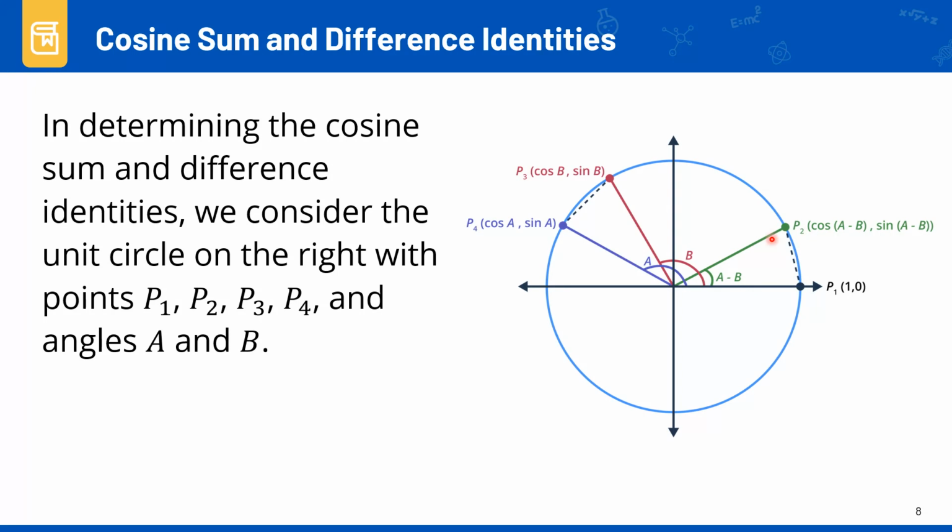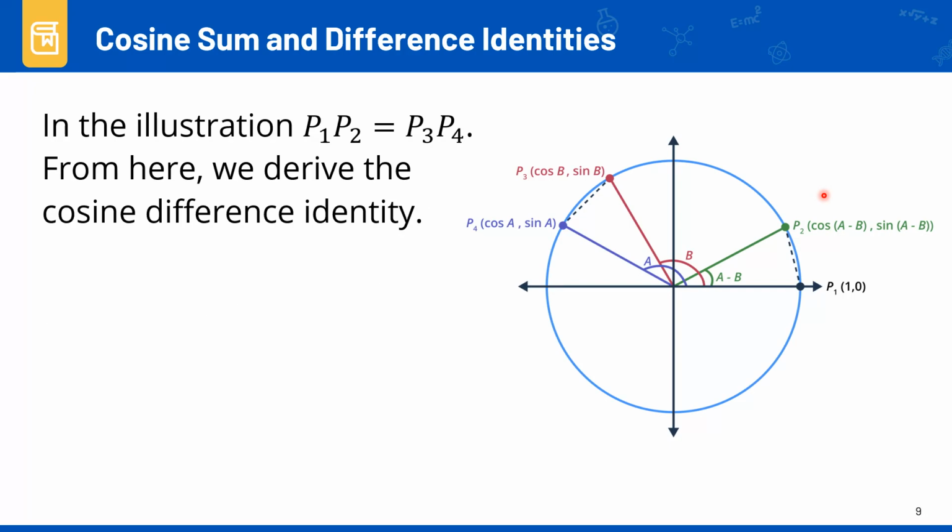As we can see here, the distance of P1 to P2 is equal to the distance of P3 to P4. So this is where we can derive the cosine difference identities.